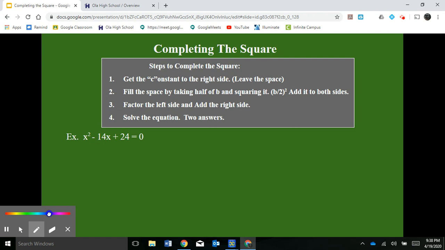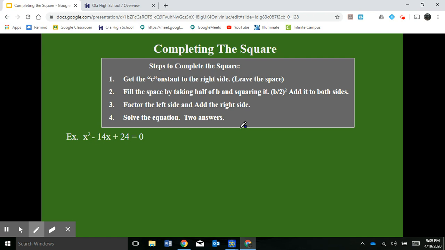You've got to know the steps here. All right, I've written out the steps. Get the constant, the C, by itself on the right side, leaving a space. Fill the space by taking half of B and squaring it. I wrote that there. Add it to both sides. Then we factor the left side and add the right side, and then we solve the equation, which is what we just did on the previous screen.